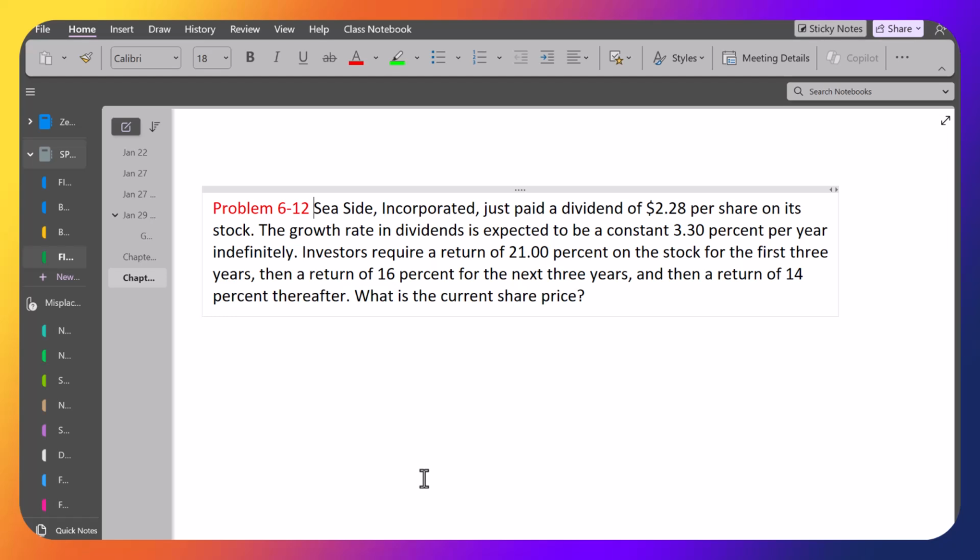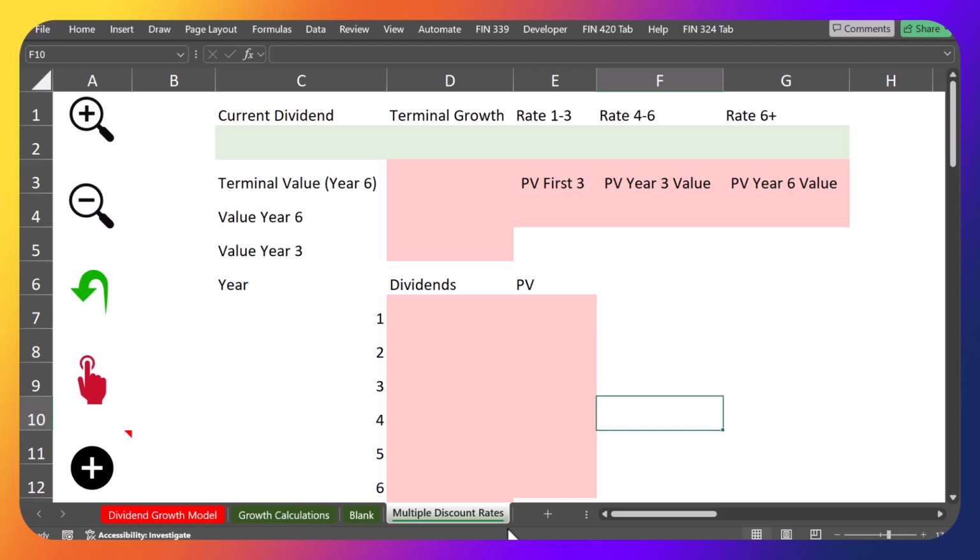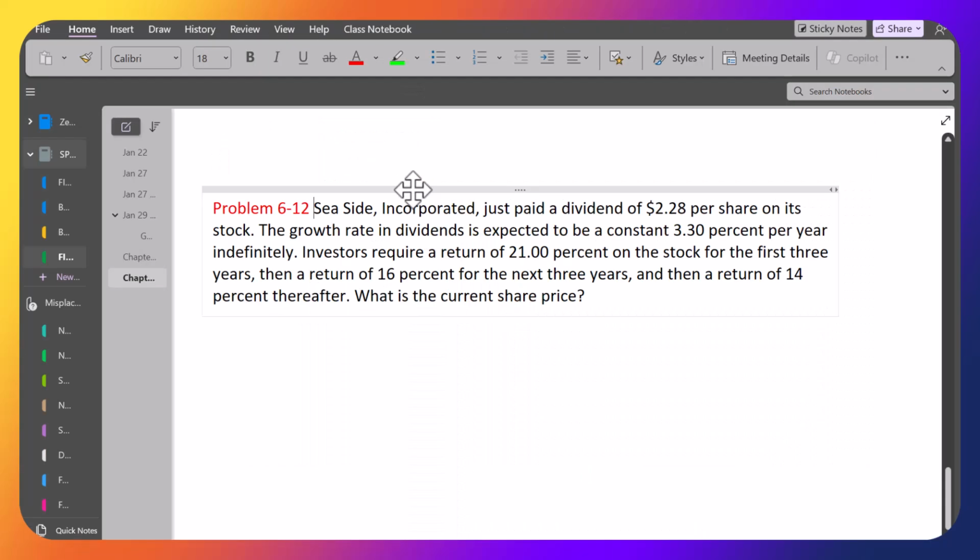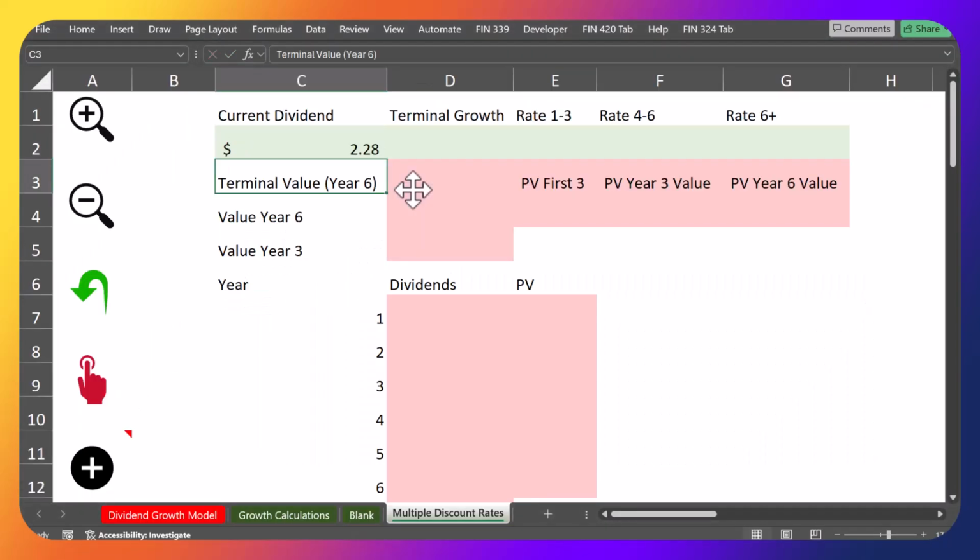This is not a problem that our template has been designed for, so we'll do it from scratch. Let's go to our sheet. I already have the setup. Current dividend is $2.28. Terminal growth rate is 3.3%. Rate 1 is 21, rate 2 is 16, rate 3 plus is 14.